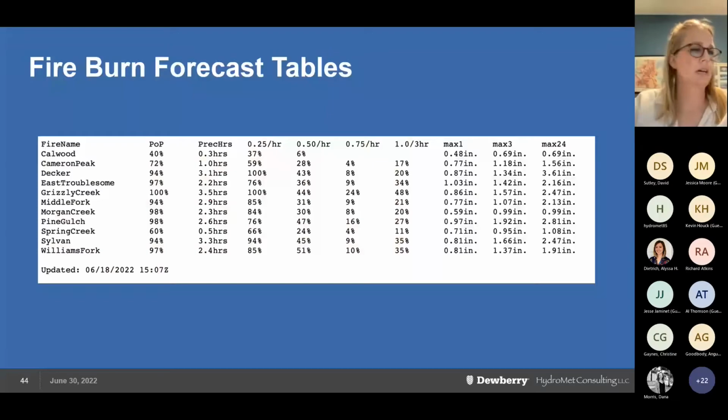Next slide. So this is just an example of how we use our probabilistic forecasting guidance for each of the burn areas, just to show that we look at both the potential for precipitation, the potential of reaching those thresholds, how many hours it will rain, as well as that max 1 hour worst case scenario, or sometimes max 3 hour worst case scenario.